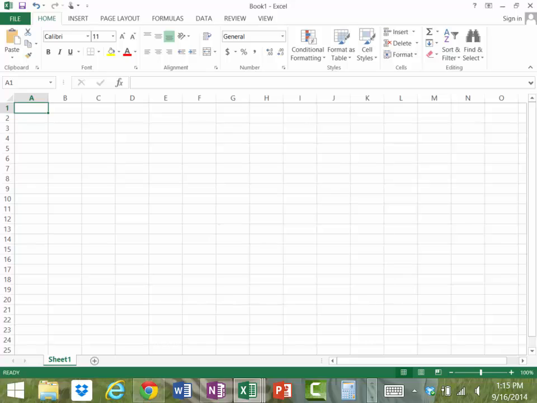The first thing you need to know, or the first thing you do, is to put the data in. So Excel is this really awesome program.